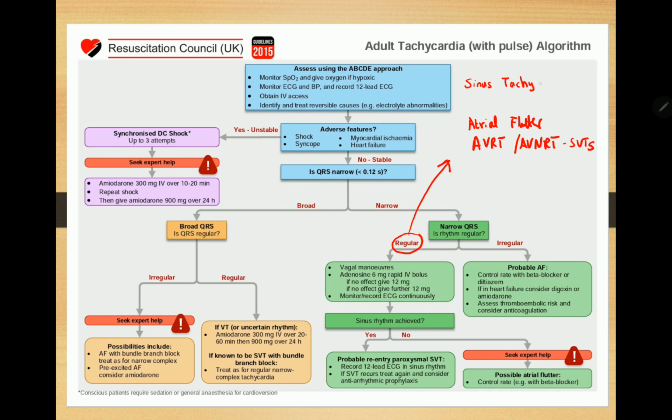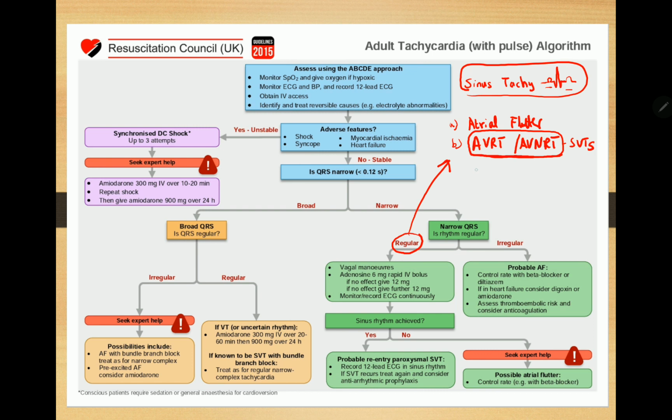Now, sinus tachycardia would be obvious because each QRS complex would be preceded by a P wave. So each P wave would be followed by a QRS complex which is narrow, and then there would be a T wave. So we can easily identify a sinus tachycardia. The actual difficulty is to identify if the rhythm is atrial flutter or if it's AVRT or AVNRT, because they appear similar. AVRT and AVNRT are grouped together because the initial management is the same for both of them.